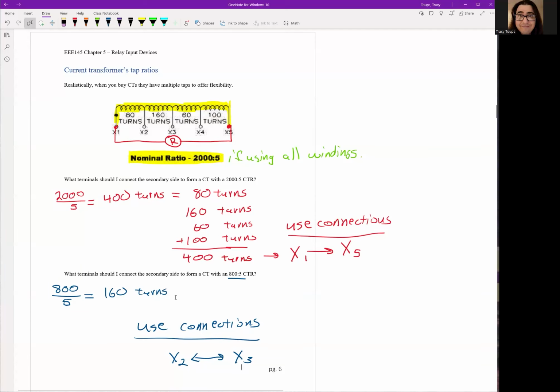You might get lucky where one tap does it, or you might have to use a combination of 2 or 3 taps to get the desired CT ratio. But they carefully chose these to give you a wide range of them, right? Typically, when you buy these, there's going to be a little chart, and the chart would tell you, well, X2 to X5 is one ratio, X1 to X4 is another, and it will give you a little table so you know which terminals to connect your relay to.